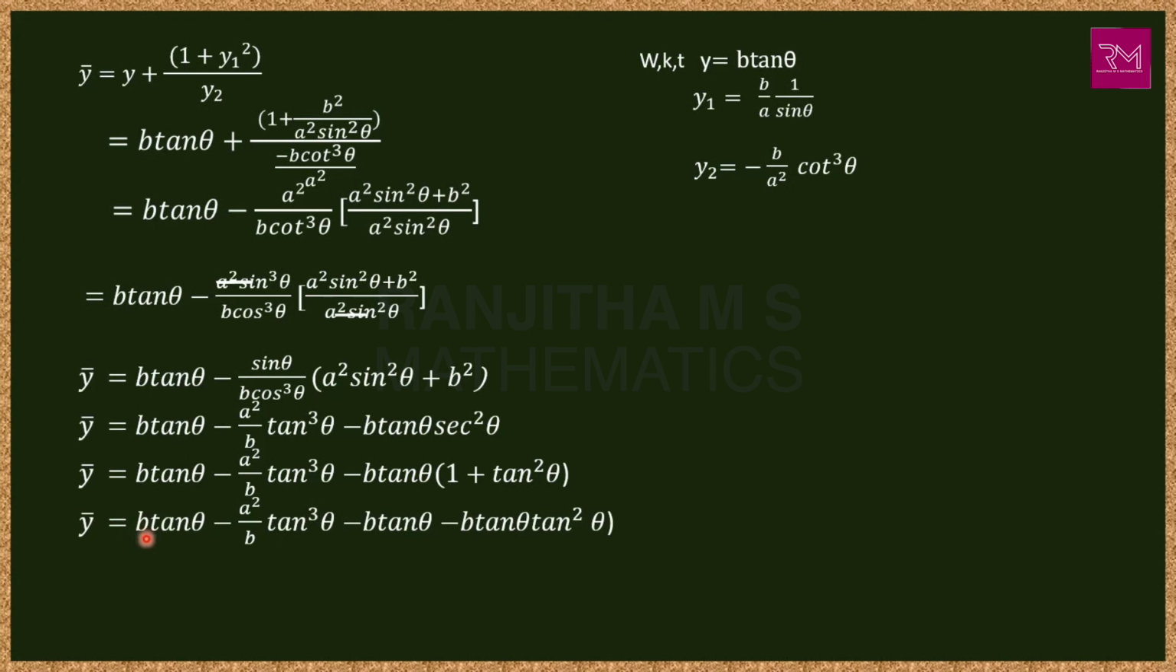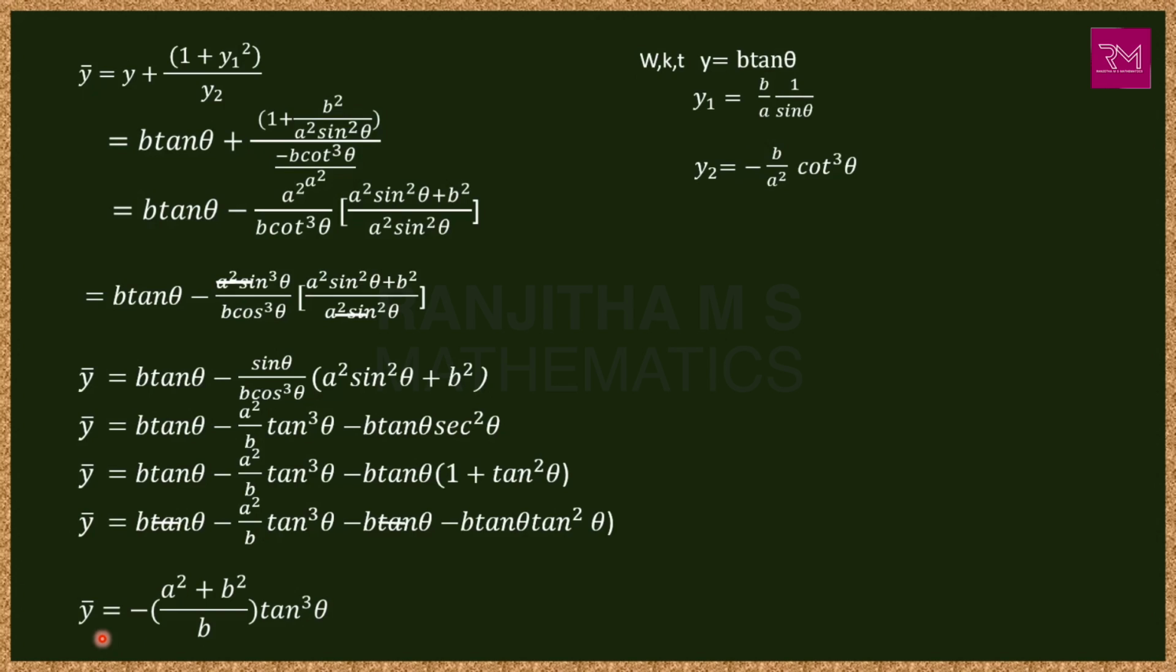We get y bar which is equal to b tan theta minus a square by b into tan cube theta. Minus into plus is minus b into tan theta. Minus into plus is minus b into tan theta into tan square theta is tan cube theta. This is tan cube theta. In the next step, plus b tan theta and minus b tan theta gets cancelled, and simplifying we get y bar value as minus of (a square plus b square) divided by b into tan cube theta.